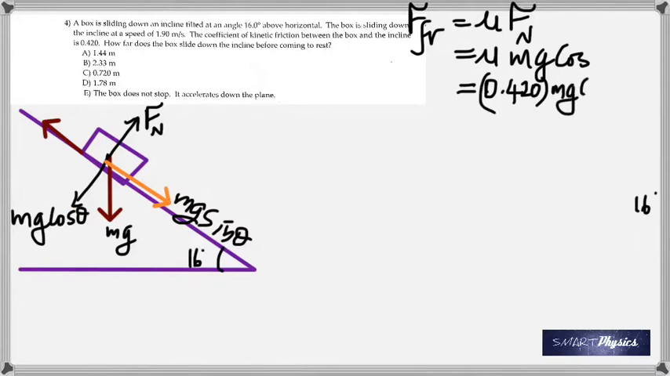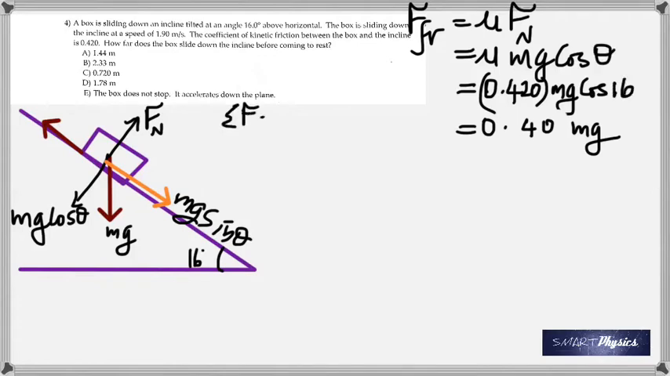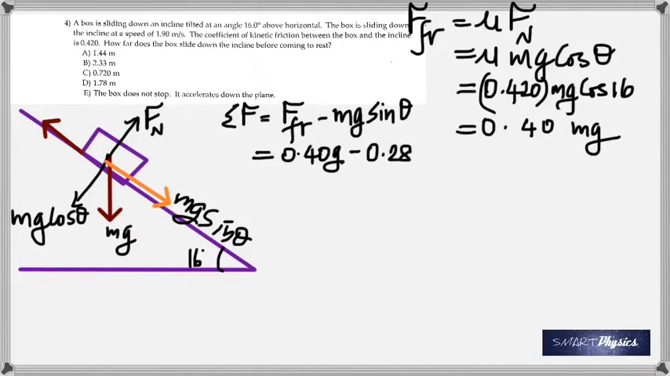So when you substitute, actually, you get 0.40 mg. That's okay. Now, the net force is the friction minus mg sin theta. Friction acting up minus mg sin theta. And when you take sine 16, you get 0.28. So it's 0.28, there should be an m there. So the difference is 0.12 mg.